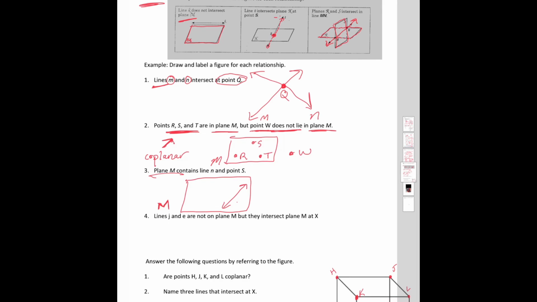So we have line N. And then we have some point S that's also in there. So it's a pretty straightforward drawing. Don't think too complicated. Just read it as it is and start underlining.